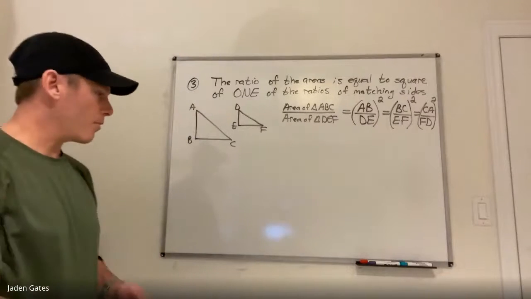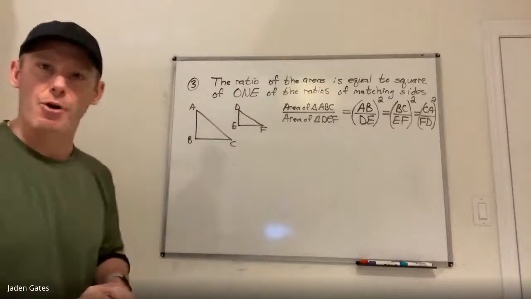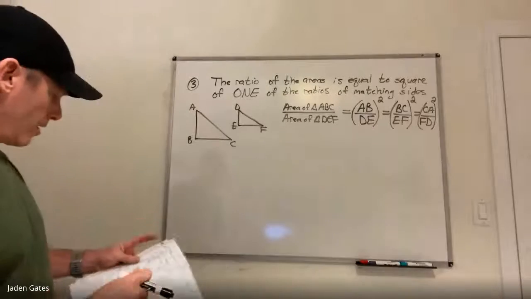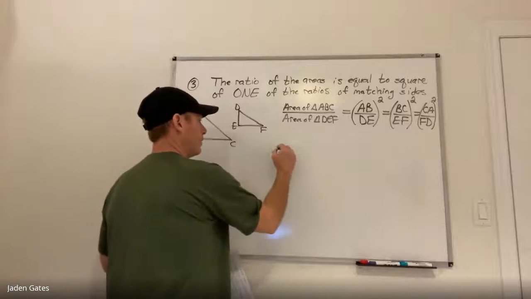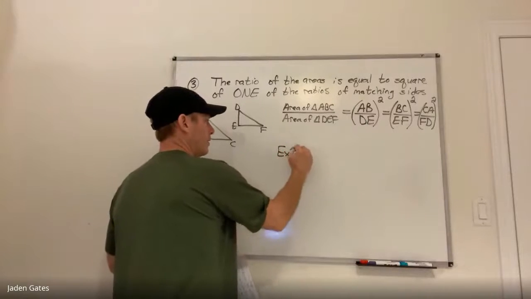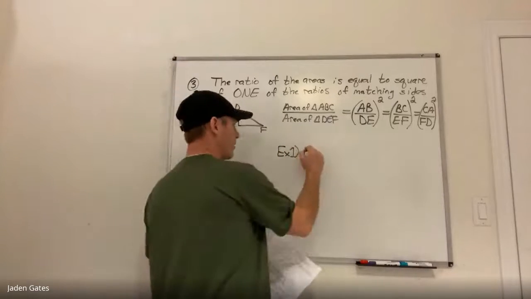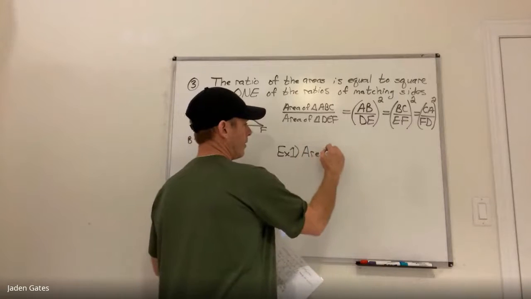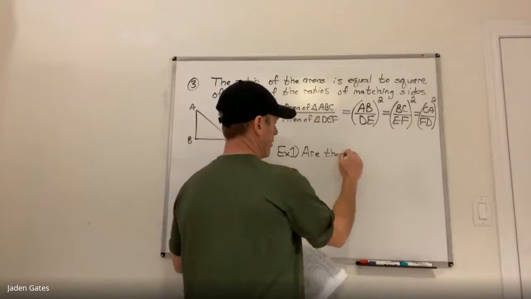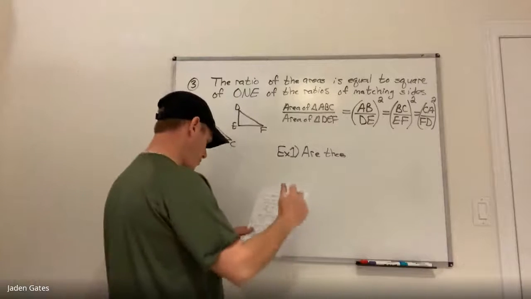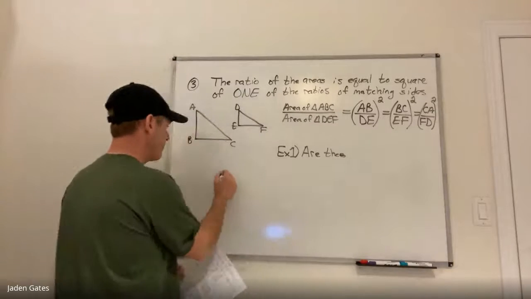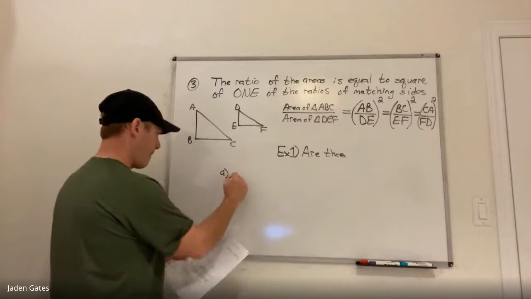All right, so now we're going to look at how do we use these properties, right? How do they show up? All right, so I get to example 1. Are the following triangles similar? I don't have time to write it out. So let's see here. A.